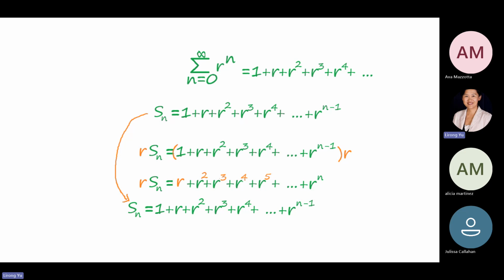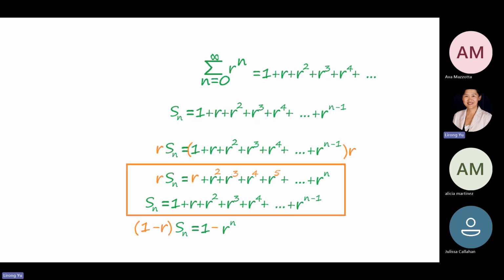We can see they have many terms in common. That means if we subtract them, we get rid of the uncertainty of those dots, and we have a definite formula for the subtraction. So S of n minus r times S of n, the lower one minus the top one. We do this, and many of the common terms get canceled. It's just 1 minus r to the power n that's left. So that's the proof of the formula for S of n.